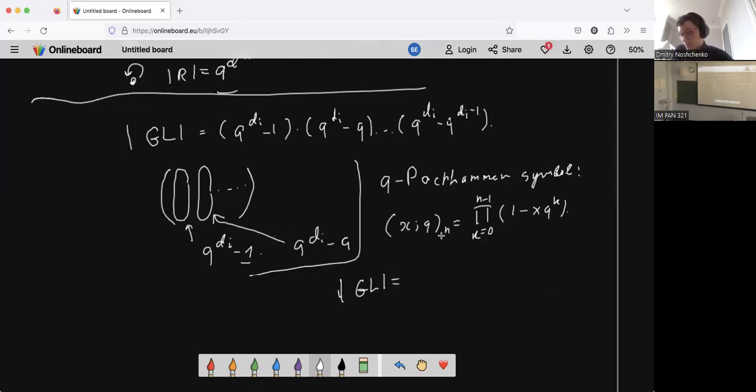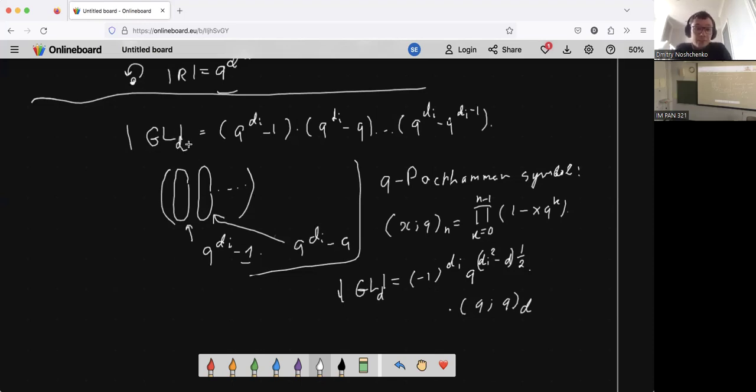So this would be given as minus 1 to the i. I just take out some of the factors of q and write it in the way that we would like to have. So this is d squared minus d, divided by 2, times the q-Pochhammer of q with index d. And here I have to put the index d. So this is for one copy of this GL.